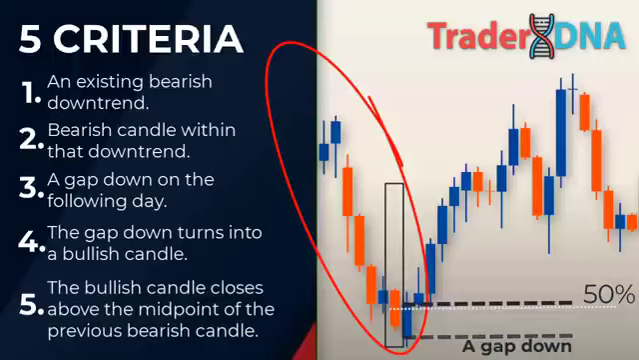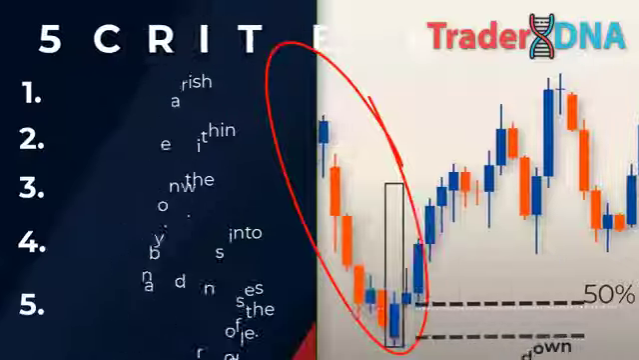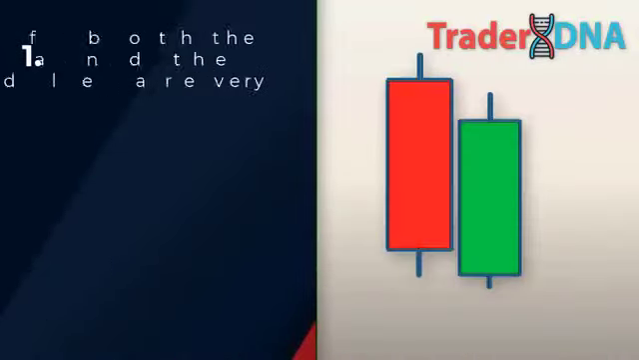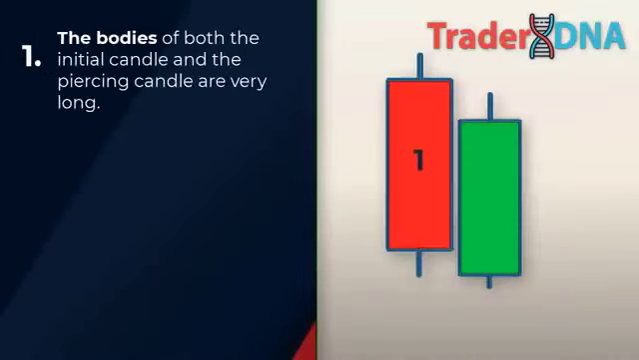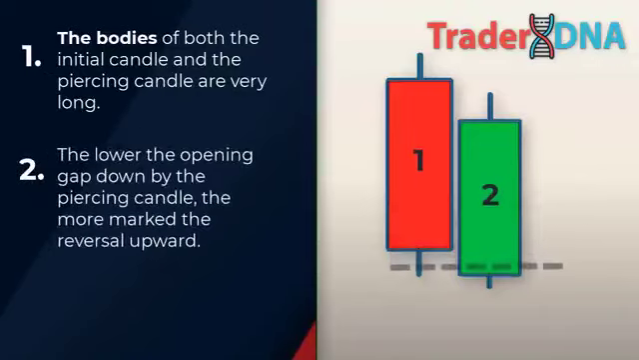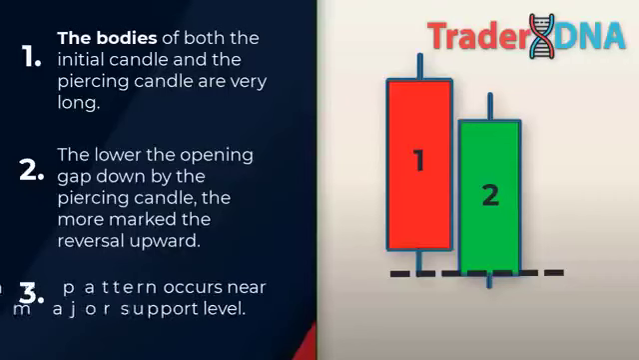Traders evaluate the significance of the piercing pattern as a bullish signal by the following factors. First, the bodies of both the initial candle and the piercing candle are very long. Second, the lower the opening gap down by the piercing candle, the more marked a reversal upward. Third, the pattern occurs near a major support level, especially if the gap down is over the support level, but the candle's eventual close is above the support level.